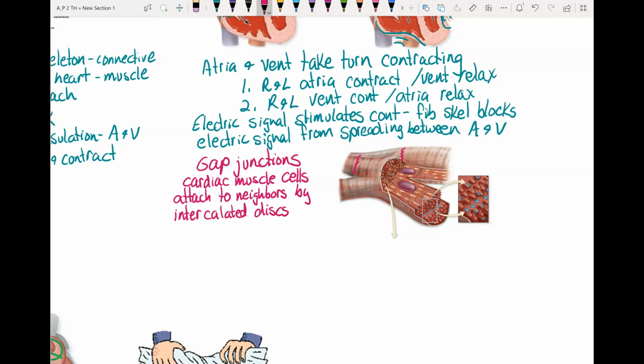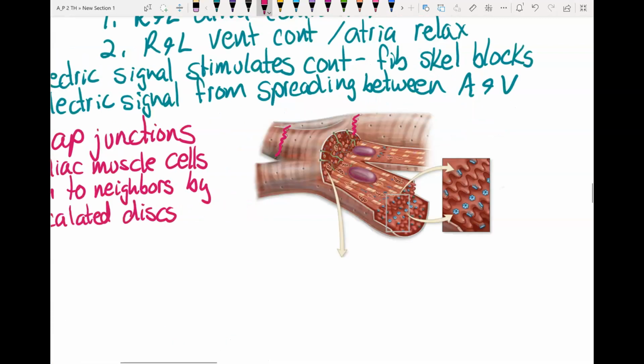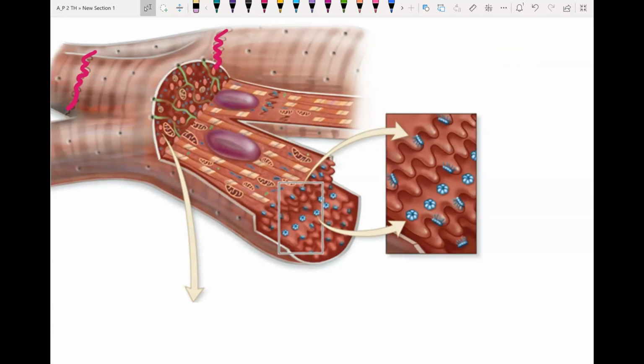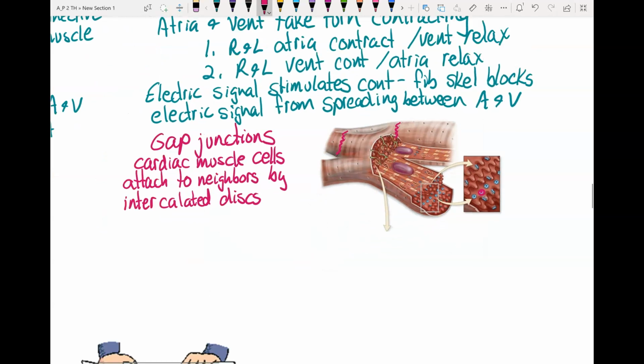Think of it like the button on your pants. That's what holds the two sides of your pants together. So intercalated discs are kind of like a button. They hold the two cells together. In the center of each intercalated disc is a hole. So these are your intercalated discs, and there's a hole in the middle. That is the gap junction.